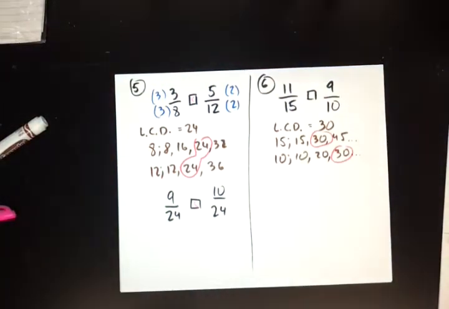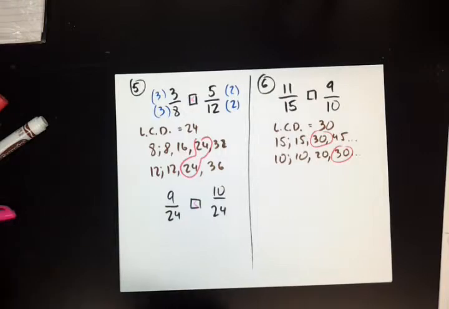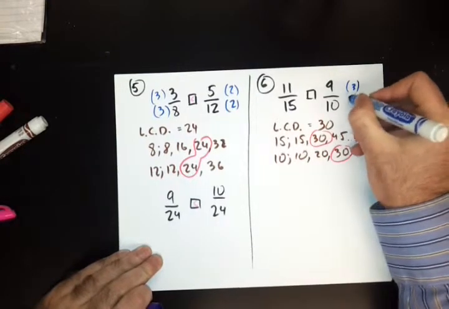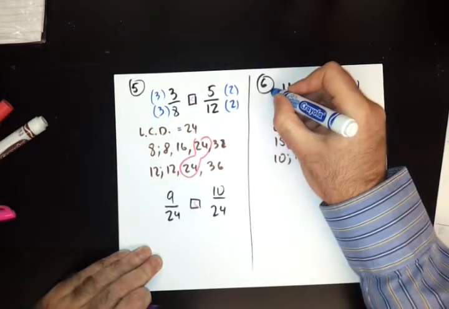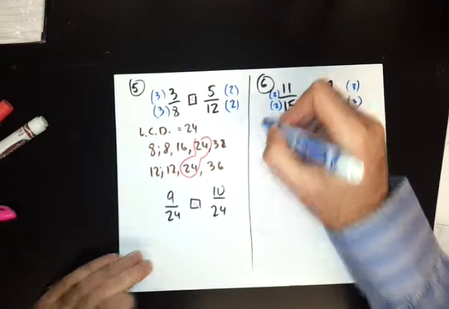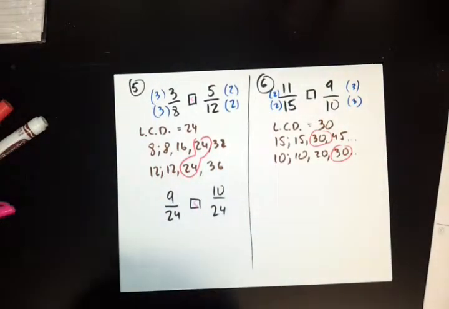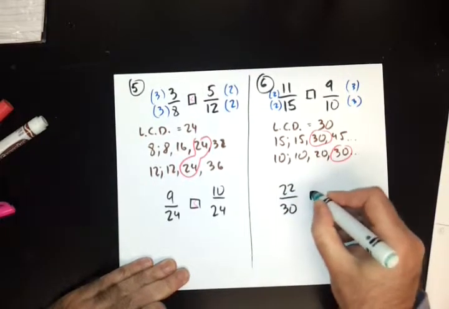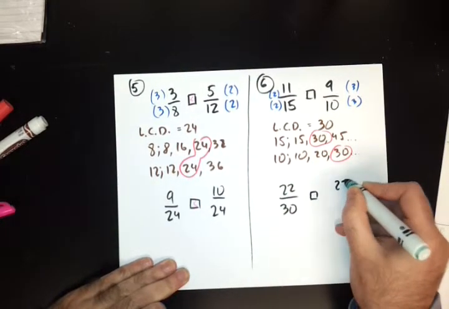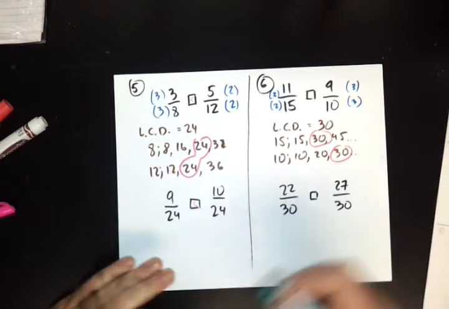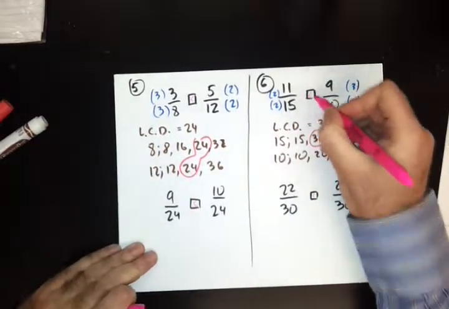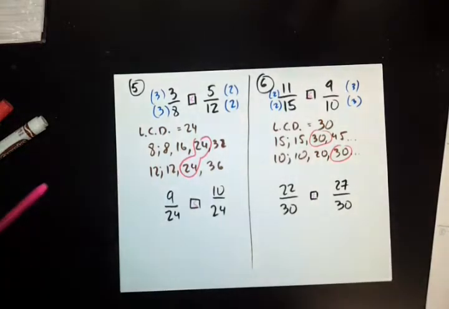And since my least common denominator is 30, I'm going to convert both of these so they can have that particular denominator, here by 3 multiplication, here by 2, which gives me 2 new fractions. And of course 27 is bigger than 22. And that is number 6.